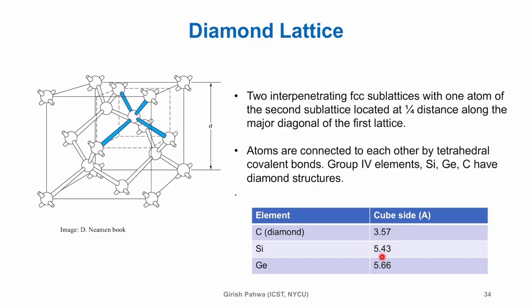For silicon, 5.43. Remember this number, it will be very useful for you. 5.43 angstrom, or 0.54 nanometer, right? And germanium is similar, slightly larger. And of course, these atoms are going to form bonds. So these are covalent bonds, right? There will be covalent bonding. Silicon atoms will have covalent bonds.